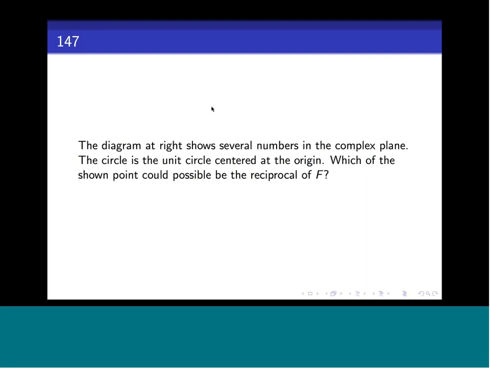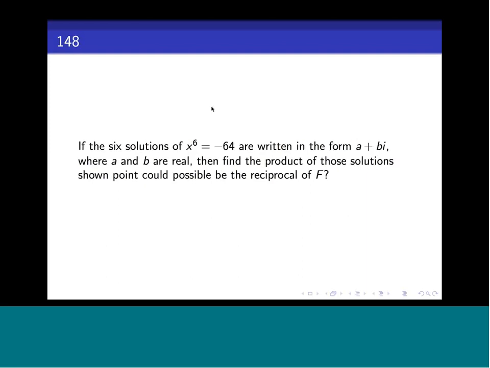Actually, sorry, I didn't draw this diagram already. Let's skip this one. Written a plus bi. This should be easy too. William, do you have this one? It's 4. Is that right, everybody? That's what I have. Okay.